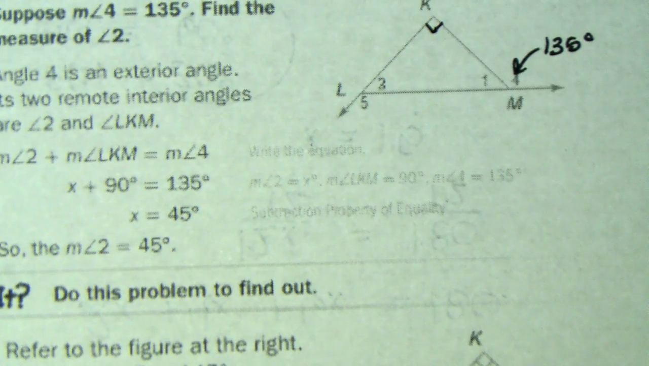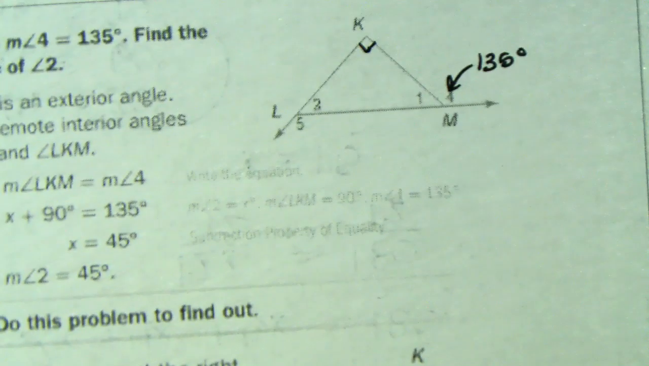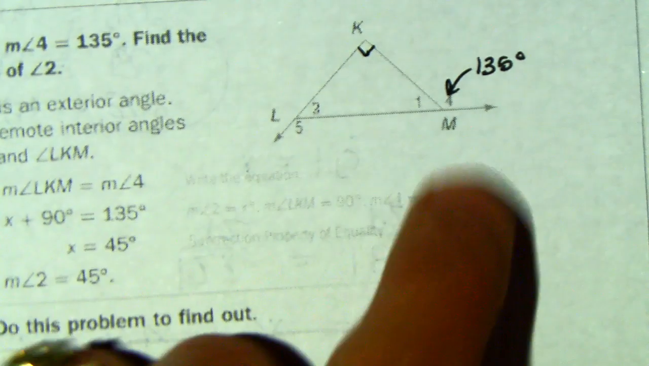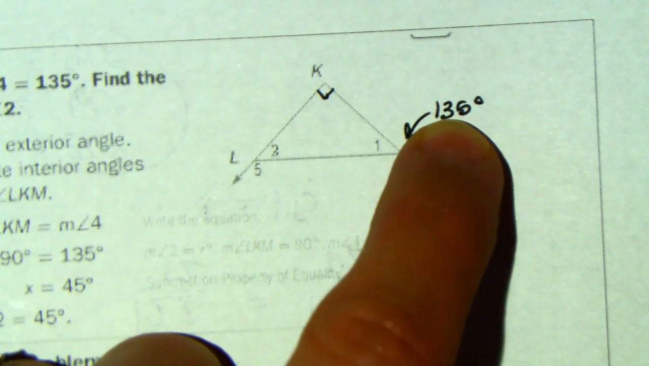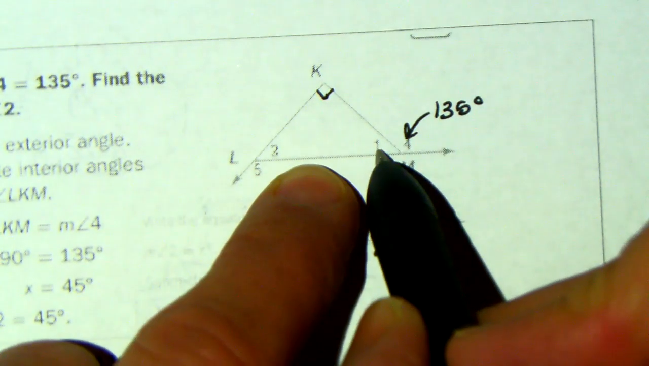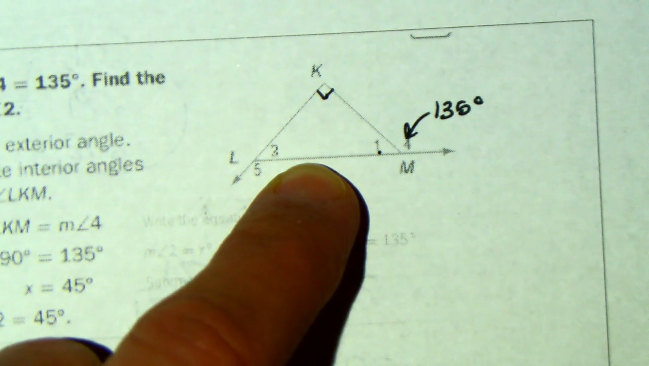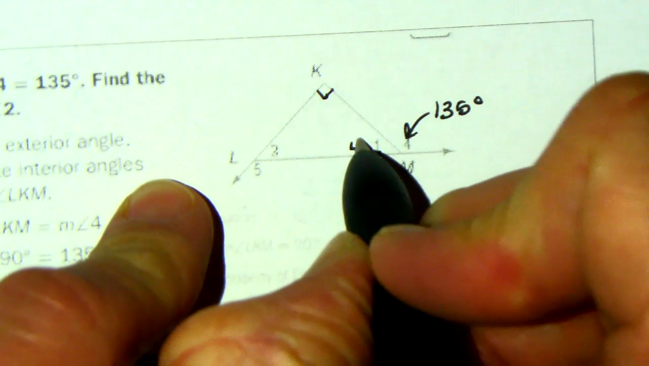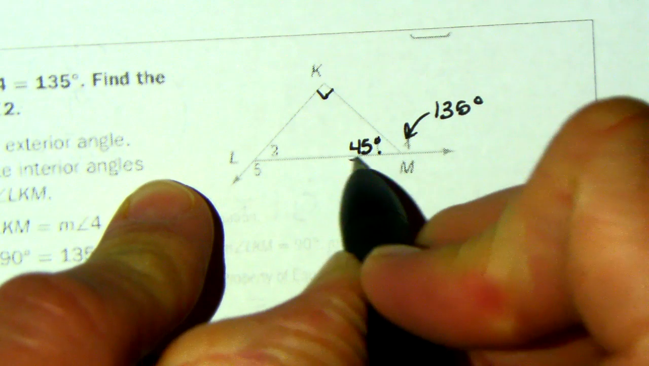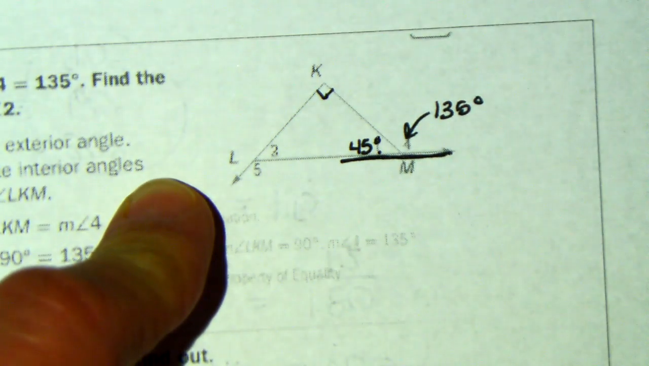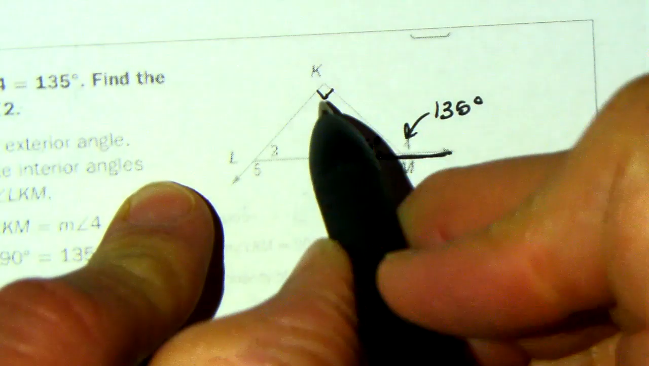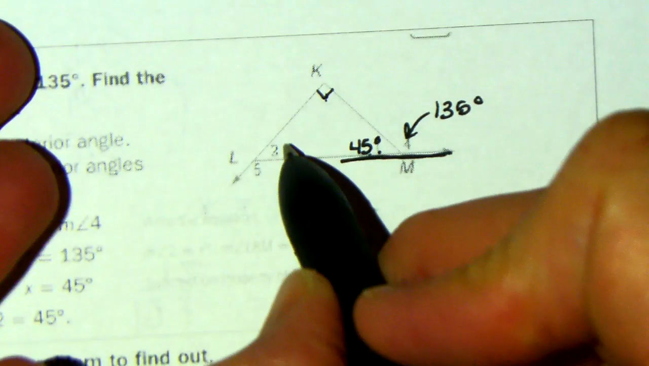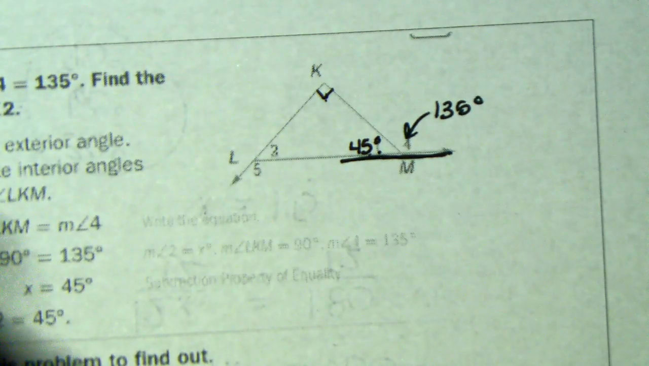Now, I could have done that in a different manner. Let me show you. I could have said, oh, okay, well, 135, and that means angle 1 right here would have to be 45 degrees, right? Because they make 180 degrees. And so then if I know that's 45 degrees and I know that's 90 degrees, couldn't I find the third one? I absolutely could.